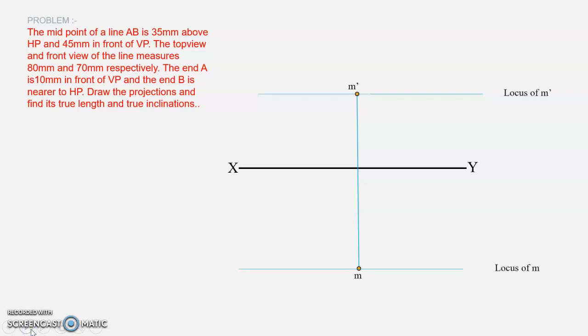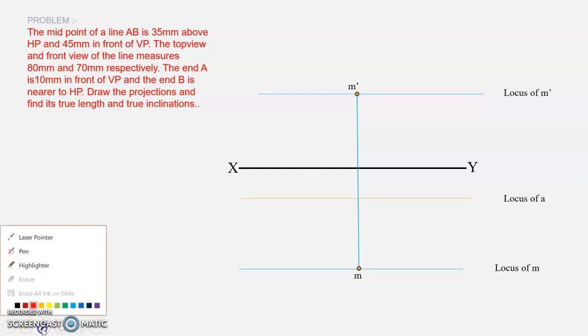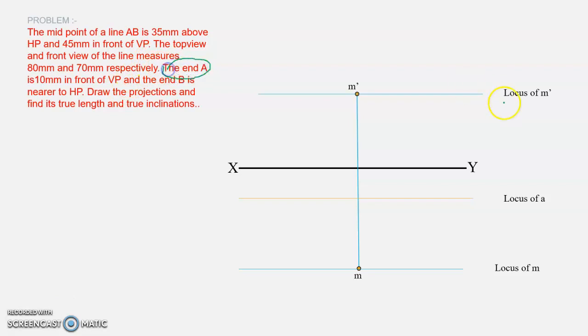Then one more point position is given. The end A is 10 mm in front of VP. So they have given the end A position, and I have drawn the locus for the given dimension. Now we know the top view and front view.